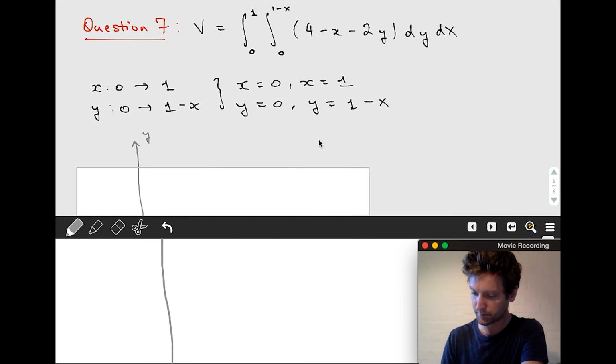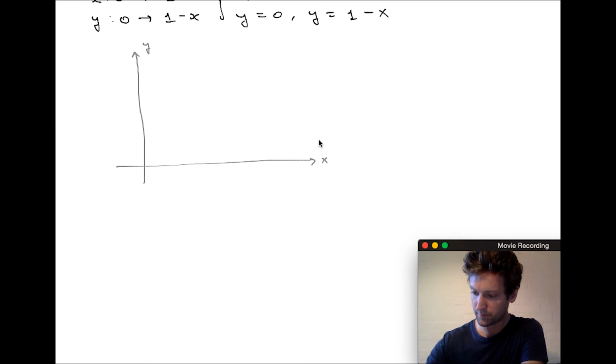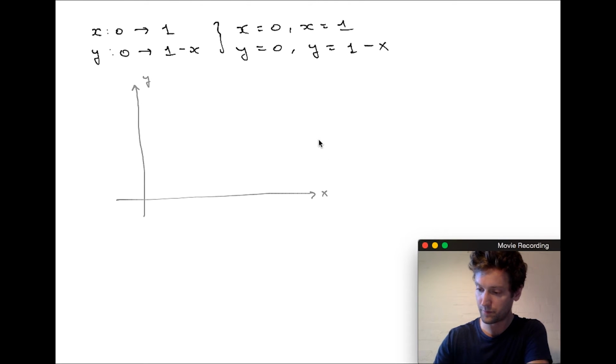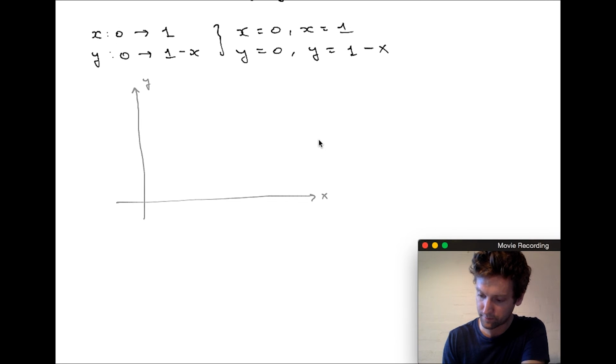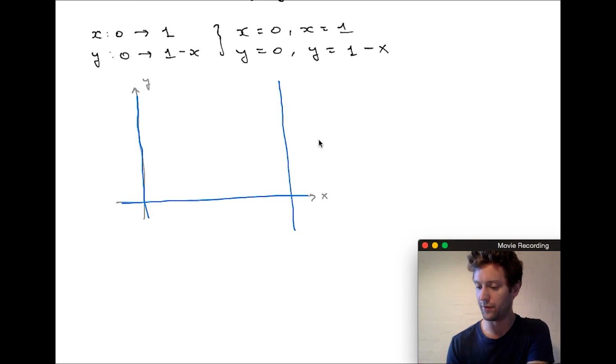Here's y, here's x. So we've got the line x is equal to 0, corresponds to the y-axis. We've got x is equal to 1. I've got y is equal to 0, corresponding to the x-axis, and I've got the line y is equal to 1 minus x. So that's a line with a slope of minus 1 passing through the point y is equal to 1, x is equal to 0.